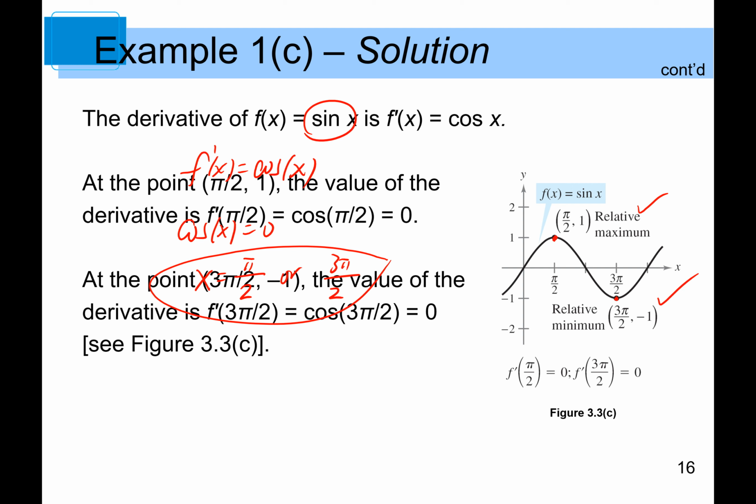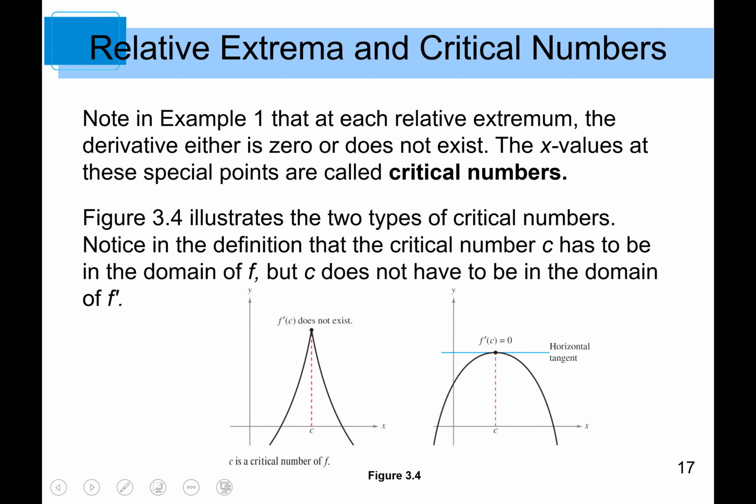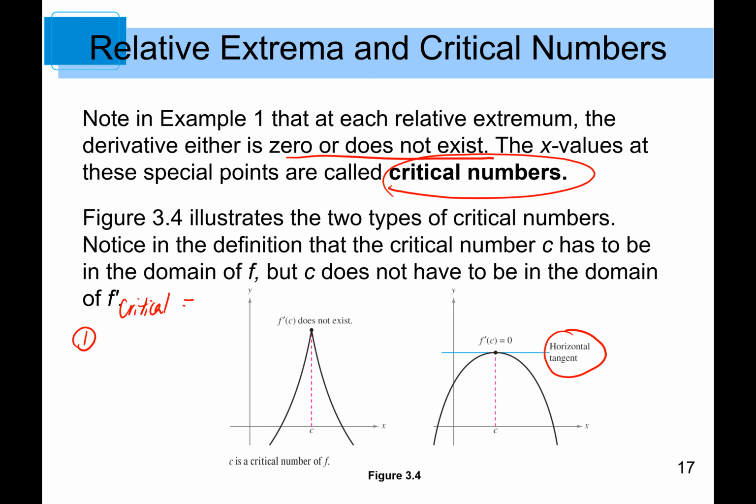Once you figure out the critical numbers, and this is what they call critical numbers, notice that in each relative extremum case, the derivative either is 0 or does not exist. So the x values at these special points are called critical values, or critical numbers. Following are two typical critical numbers. The first one is a horizontal tangent, so critical numbers occur when you have a horizontal tangent line.